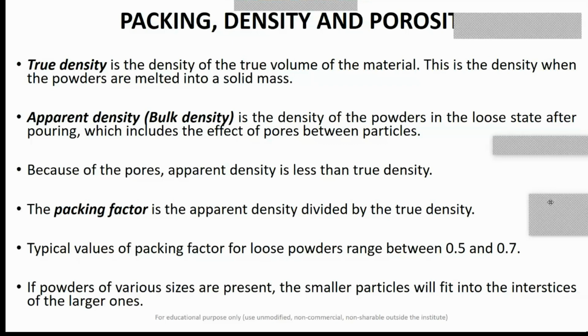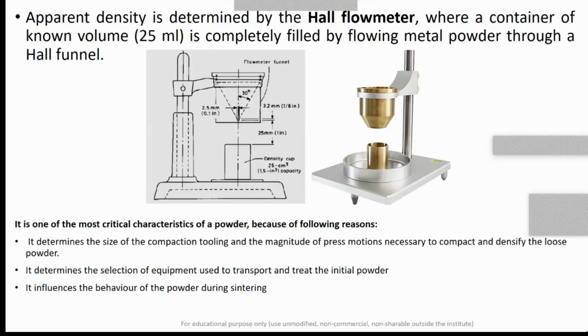But if there is a powder particle size range, meaning you have powders of very small size ranging up to bigger sizes, then while applying pressure or compaction in the die cavity, these small powder particles will move and fill the void or space which is present between the large particles. The question arises: how do we measure this apparent density?